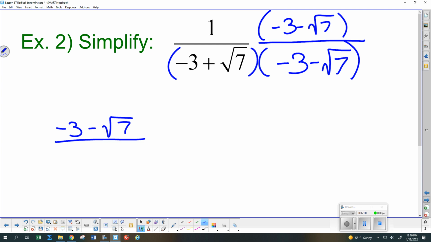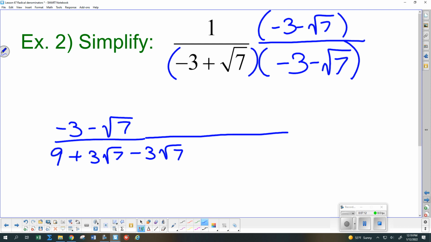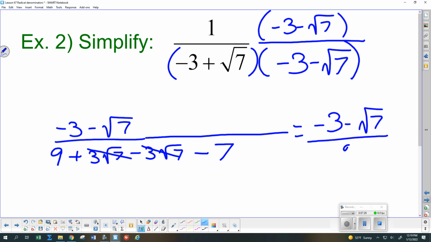Denominator, we've done the work, but I'll write it down again. -3 times -3 is +9. And then I had a +3 root 7, and I had a -3 root 7. And when I finished FOILing, last times last, plus times minus was minus root 7, which was a regular 7. And we already saw that those two with the square roots canceled out. So that means we can write that our final answer is -3 minus root 7 over 9 minus 7, which is going to be 2. Does anybody have a question on that?